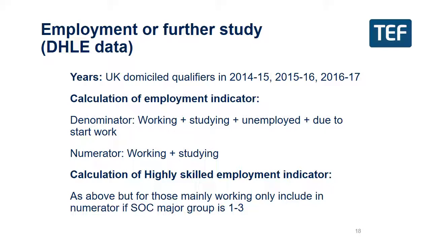The calculation of the highly skilled employment or further study metric is very similar. The denominator is the same. The numerator, the successful outcomes, still includes any students that said their main activity was studying, but for those who said their main activity was working, it only includes those who are in highly skilled employment. This is worked out by matching the job title and duties that students put down in the survey to the standard occupational classification the government uses to define highly skilled jobs.